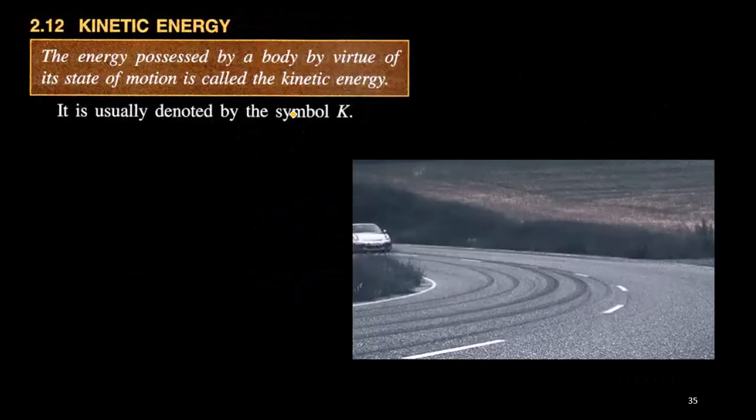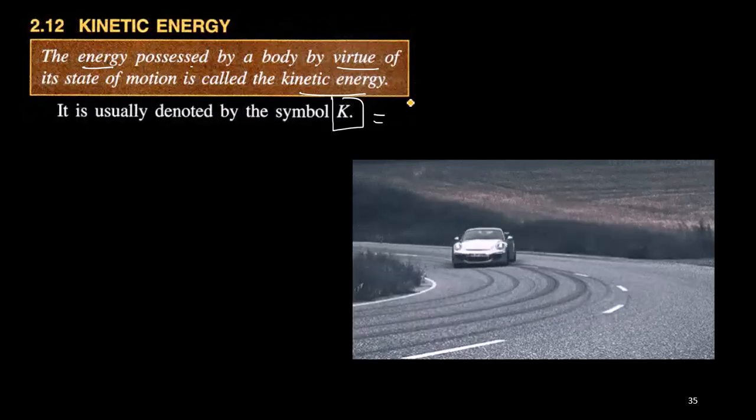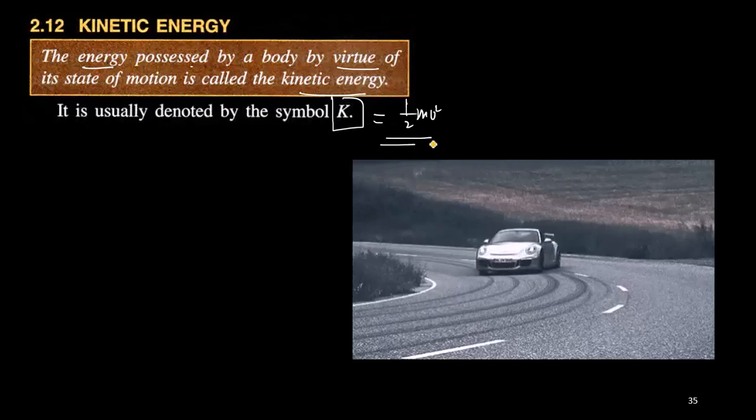Now regarding the kinetic energy, the energy possessed by a body by virtue of its state of motion is called the kinetic energy. It is defined by the symbol K, and I know that if the particle is moving with a speed of v, the kinetic energy is equal to half mv square. Since these are energy terms, all are measured in joule. So this is the same example that I have already discussed.